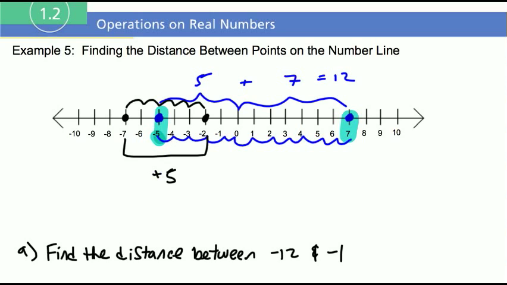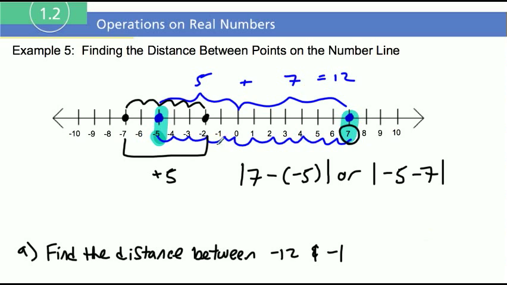Check this out. Really, this is what we're also doing right now. If you don't want to look at a number line, and I ask you what the distance between 7 and -5 is, you can do 7 minus -5, or the other way around, -5 minus 7. I took both of my points, 7 and -5, and I subtracted them. But notice that I put absolute value bars.